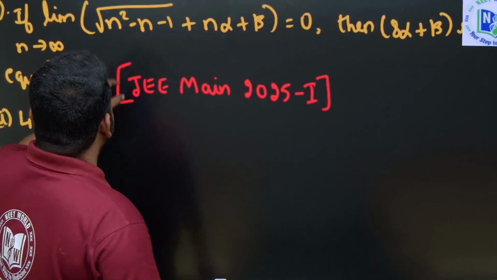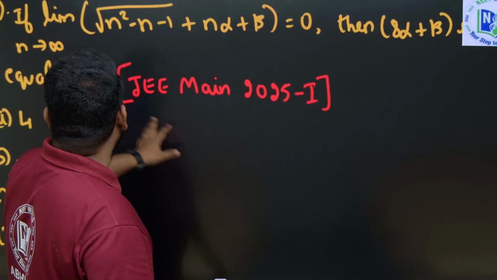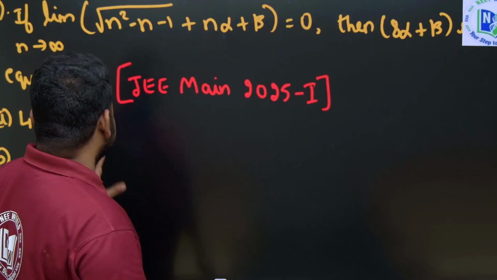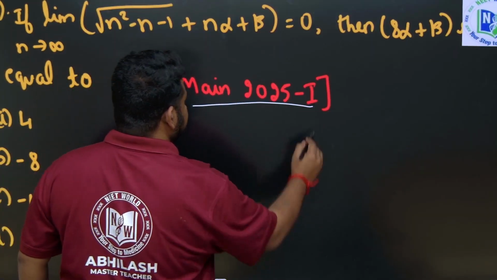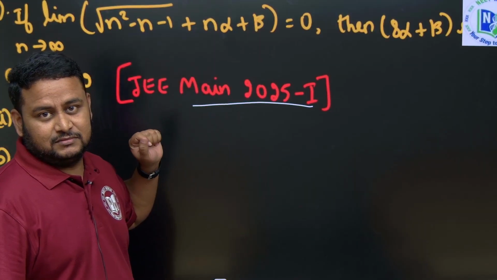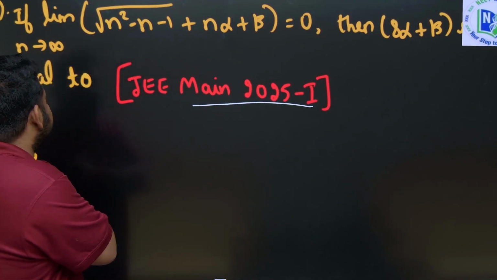They are given: limit as n tends to infinity of square root of n square minus n minus 1 plus n alpha plus beta is equal to 0. Then 8 alpha plus beta is equal to what, they are asking. This was JEE Main 2025 first session, that is in January. So let us see how to solve this.